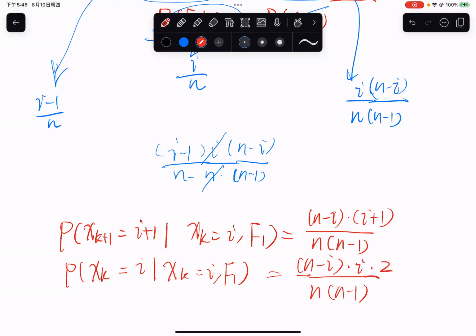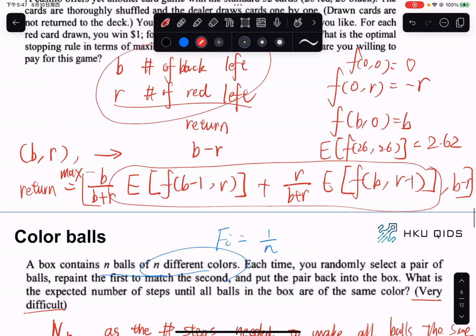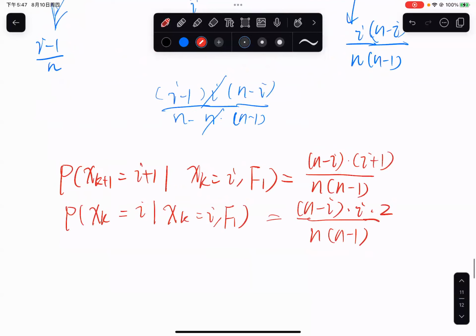Why is it the case? Because if we stay in the same situation, the sequence of the first ball we pick and the second ball we pick does not matter, right? There are 2 cases in total. But in the other two cases, when x_{k+1} equal to either i plus 1 or i minus 1, we need to ensure the first ball is going to be the color 1, or the second ball is going to be the color 1. Because in the question, it already ensures that we only use the first one to match the second, but not the second to match the first, okay? But it doesn't matter in the same color situation.